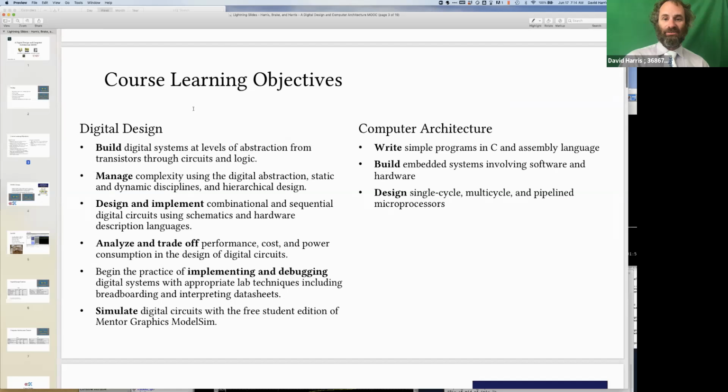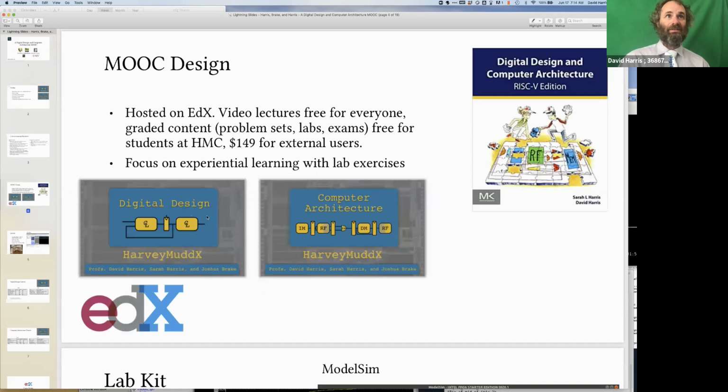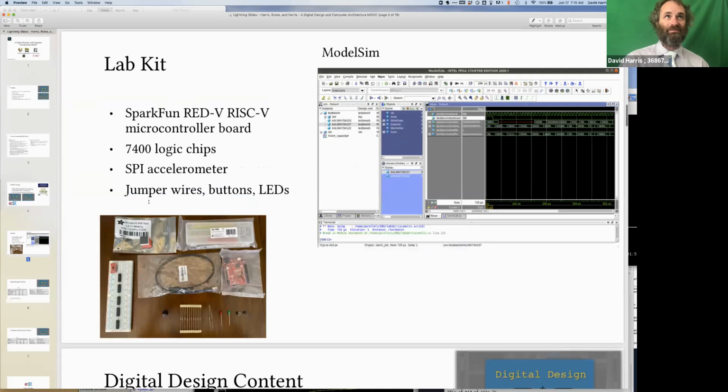So lightning version, our learning objectives are pretty standard. Digital design and computer architecture course going from 0 to 1 and then building a RISC-V processor. We've divided this MOOC into two halves. The first on the digital design, the second on computer architecture. Harvey Mudd's curriculum is so compressed that we have to cover both of them in one semester. UNLV spreads this over a little bit more time, and many places have a luxury of going into more depth over more time. Students get a take-home lab kit with a SparkFun RISC-V microprocessor, a breadboard, bag of chips, and get to build some neat stuff.